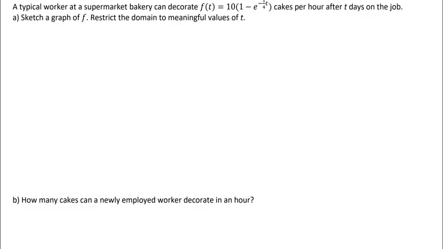Okay, so this function is supposed to model how quickly a bakery worker can decorate cakes after t days on the job. So I imagine they're probably getting faster as they go. So I kind of have an idea in my head that we're increasing here. I don't know if I think it'd be more and more quickly, but we'll find out. So looking at this, we're supposed to sketch a graph.